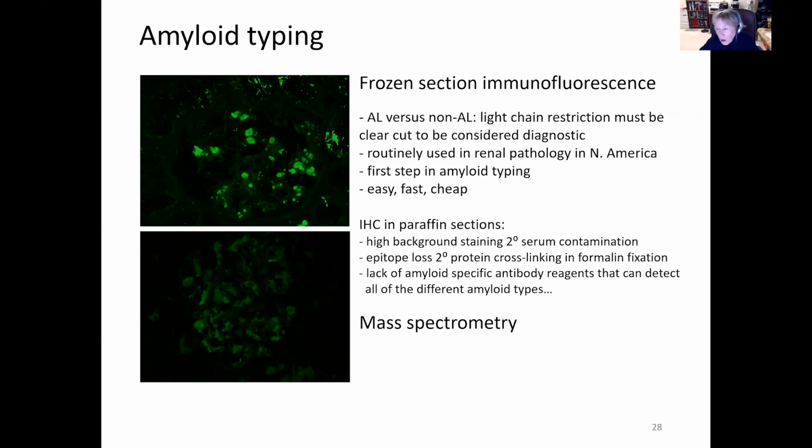Again, not all cases. So this could be done, and use of frozen section immunofluorescence is a little bit like drinking. It has to be done responsibly with knowledge of the limitation. And when there is any shadow of doubt that the light chain restriction is not strong enough, not clear enough, one needs to support the typing with other methods, and mass spectrometry is the way to go.